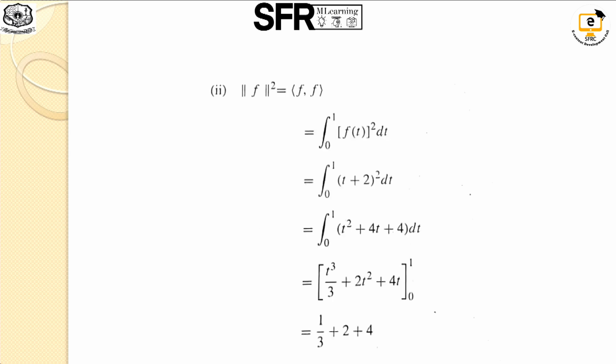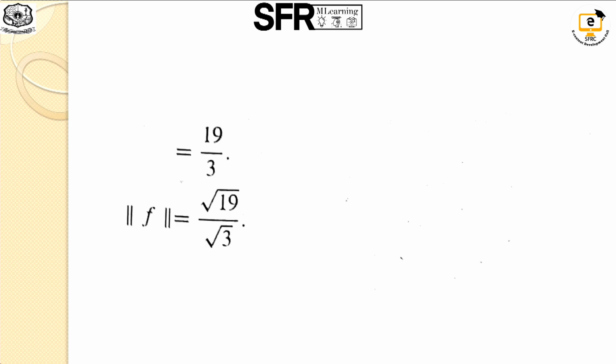Similarly, we can find the norm. The norm of f equals the square root of the inner product of f comma f. So we find norm f squared. After using the definition of inner product and simplifying, we get the norm as the square root of 19/3.